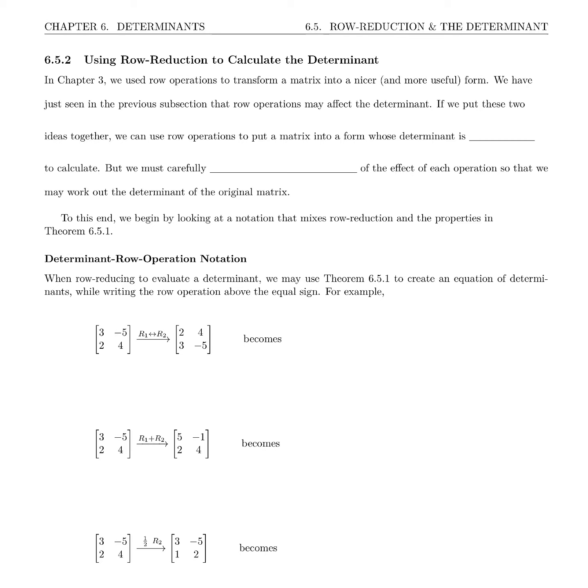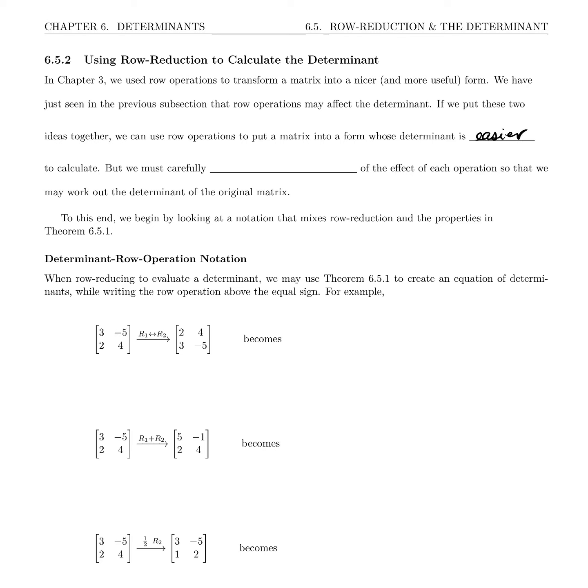In this video, we're going to start subsection 6.5.2 about using row reduction to calculate the determinant. In chapter 3, we'd seen that we can use row operations to transform a matrix into a nicer and more useful form. And we've actually just seen in the previous subsection that row operations can affect the determinant. If we put these two ideas together, we can use row operations to put a matrix into a form whose determinant is easier to calculate.